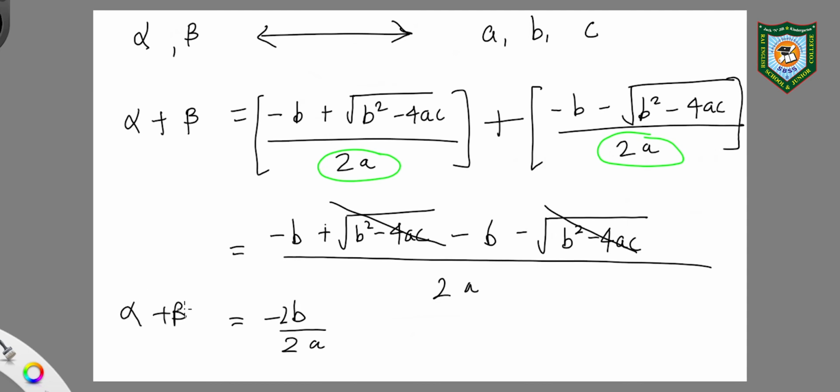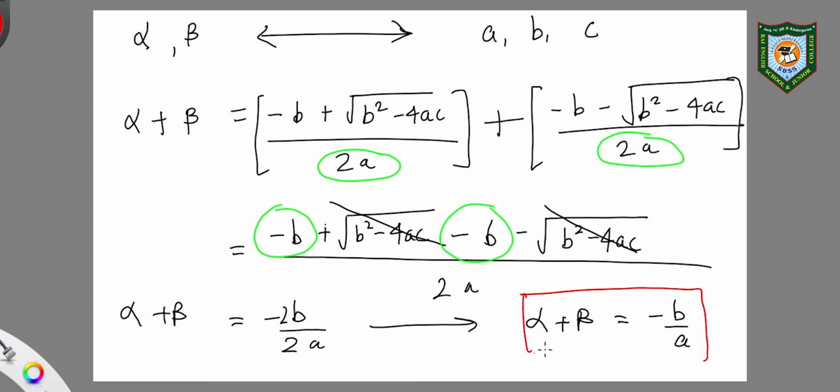Alpha plus beta is equal to minus 2b divided by 2a, as we have one minus b here and the other minus b here. So I'll be cancelling the value of 2. This implies that alpha plus beta is equal to minus b divided by a. So this is the first relation that we can find between alpha, beta, and the coefficients of a quadratic equation.